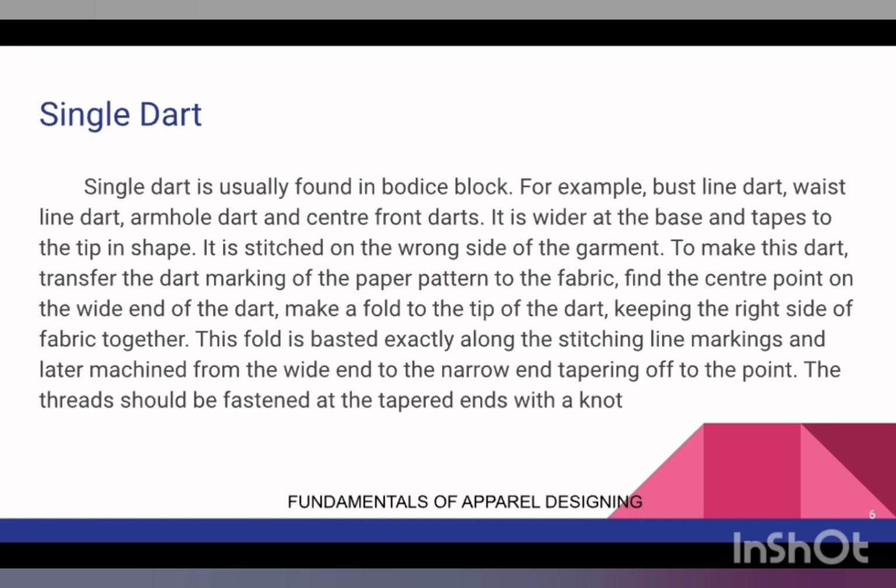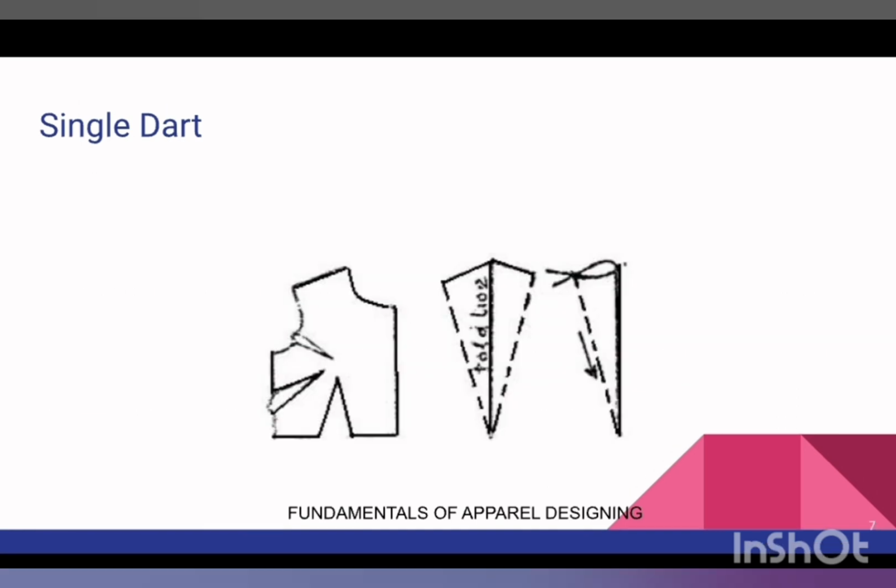To make this dart, transfer the dart markings of the paper pattern to the fabric. Find the center point on the wide end of the dart. Make a fold with the tip of the dart, keeping the right sides of the fabric together. This fold is basted along the stitching line marking and later machined from the wide end to the narrow end, tapering off to the point. Threads should be fastened at the tapered end with a knot. These are all single darts.